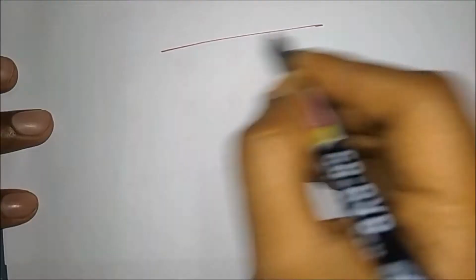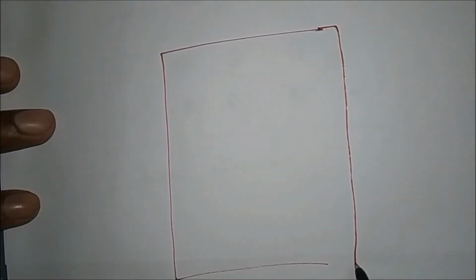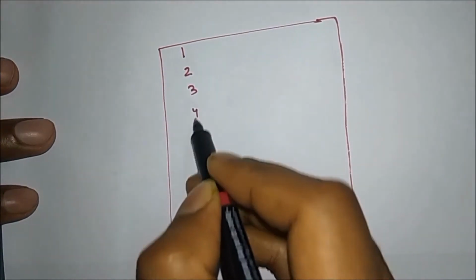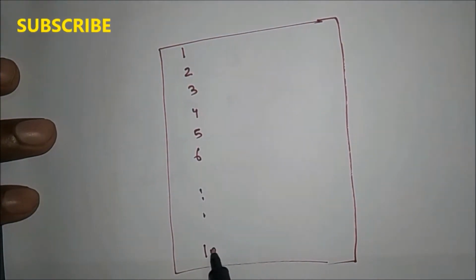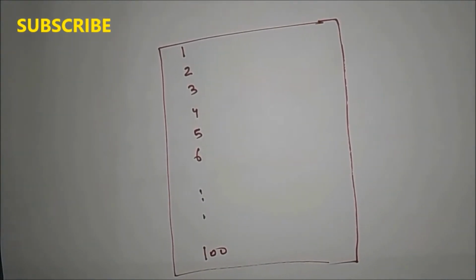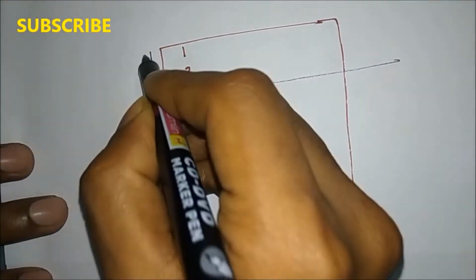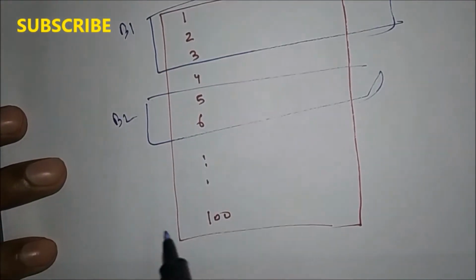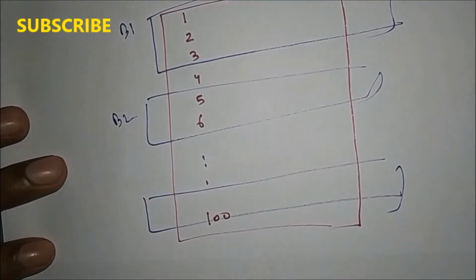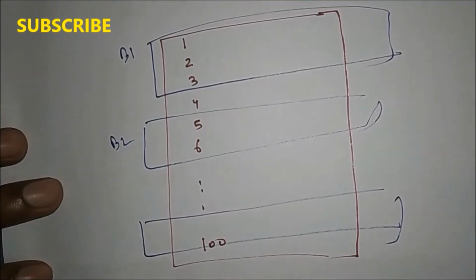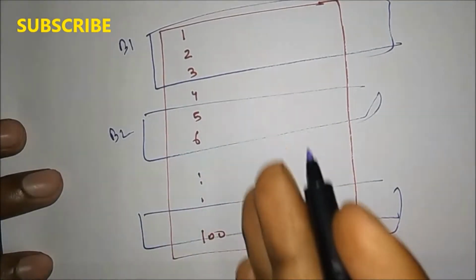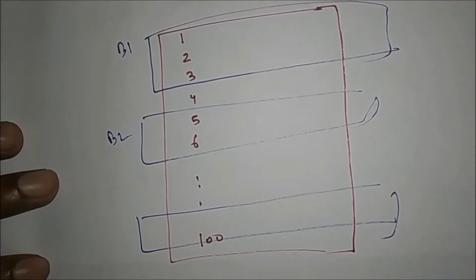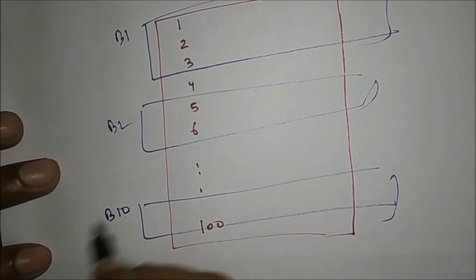See, this is one hard drive, secondary memory, and these are the records 1, 2, 3, 4, 5, 6, up to 100 records. This is one block B1, this is another block B2. Similarly there are 10 blocks. In one block how many records will be there? 10 records. There are 100 records and 10 blocks, so each block has 10 records. This is the 10th block.